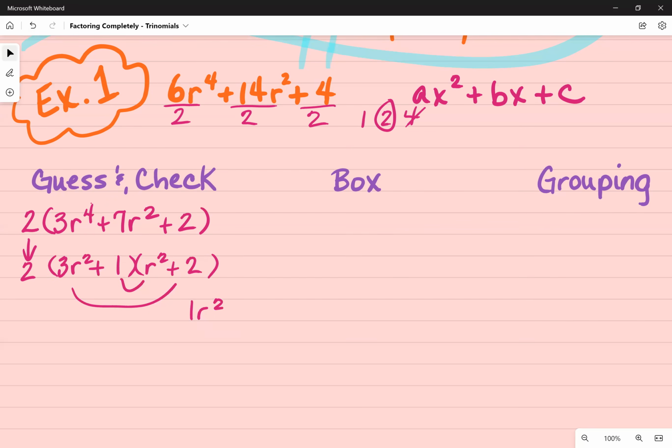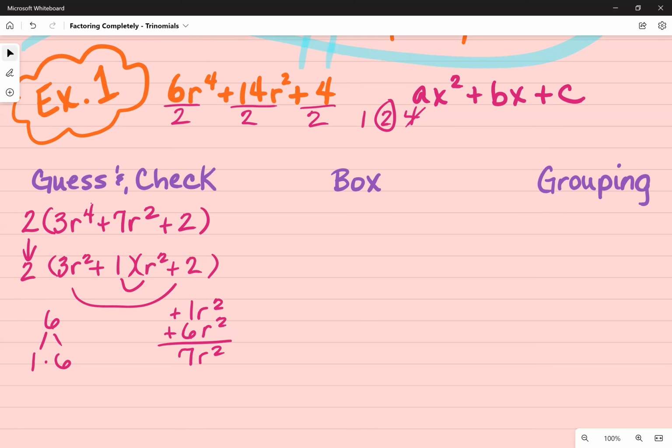3r squared times 2 is 6r squared. And if they're both positive and I added them, I end up with 7r squared, which is what we were going for. And if I multiply the first and the last here, 3 times 2, then I end up with that 6. Are these factors, will they work? 1 times 6? Yes, they do.